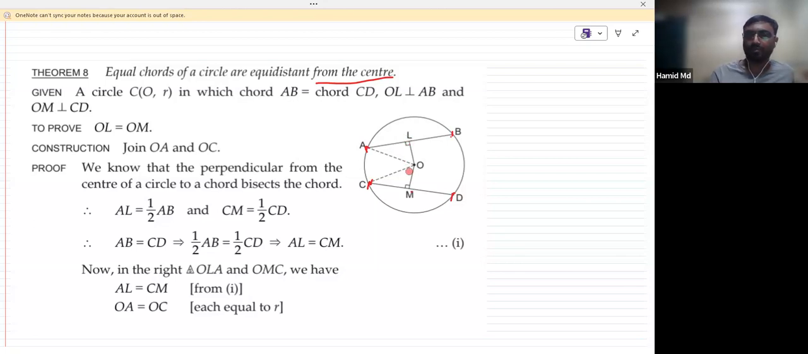Now if we draw a perpendicular on the chord, it will bisect it into equal parts, and this is a 90 degree angle. This side is common in both. So in both triangles, the corresponding sides are equal by RHS again. So from CPCT, we can say that this length and this length are equal. Got the point?